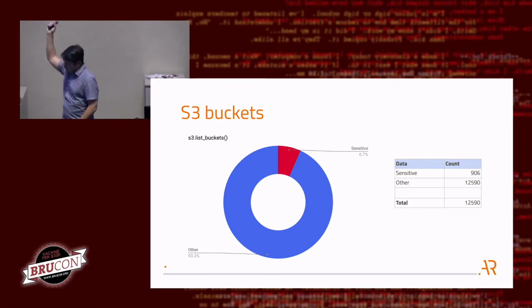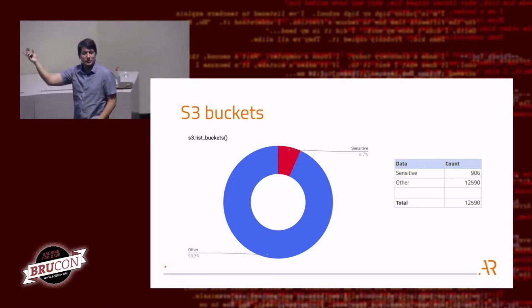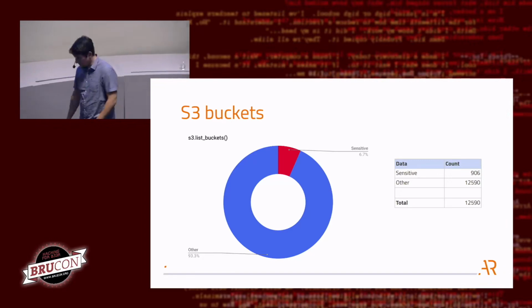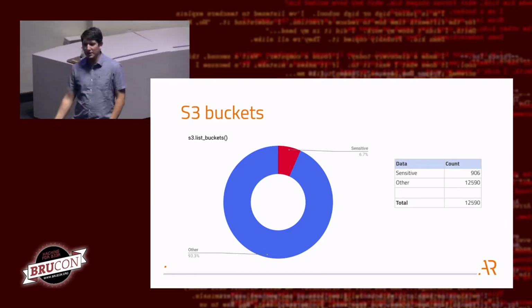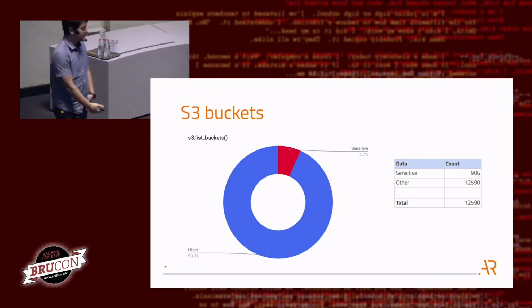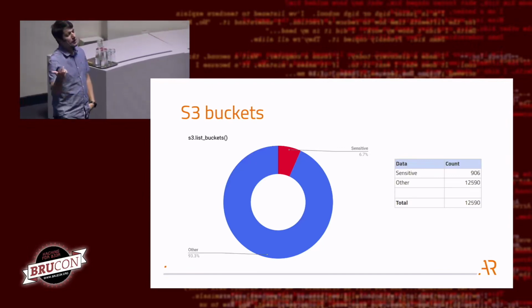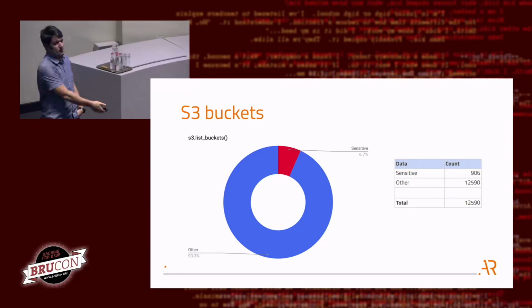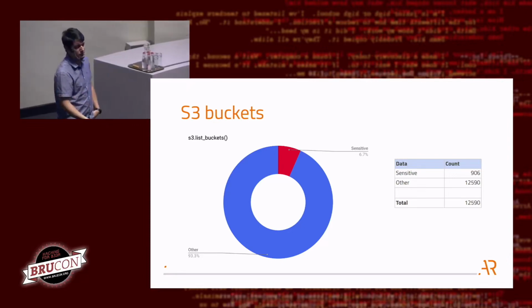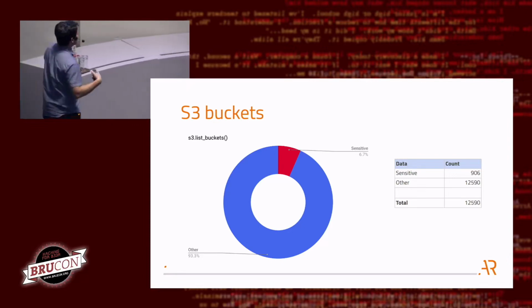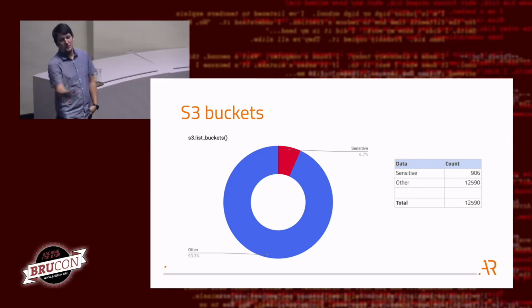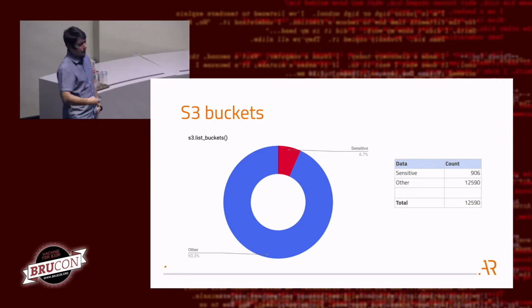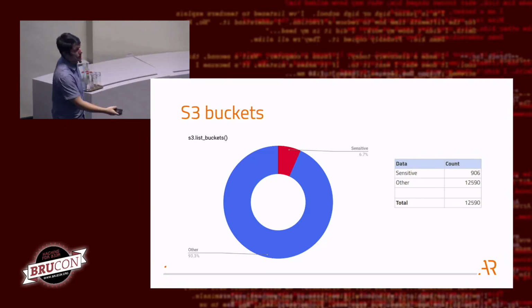So if the title of the S3 bucket says credit card, password, backup, and some other keywords, then it holds sensitive information. So I was able to identify 900 buckets with sensitive information. An attacker could have read the sensitive information stored in that bucket.